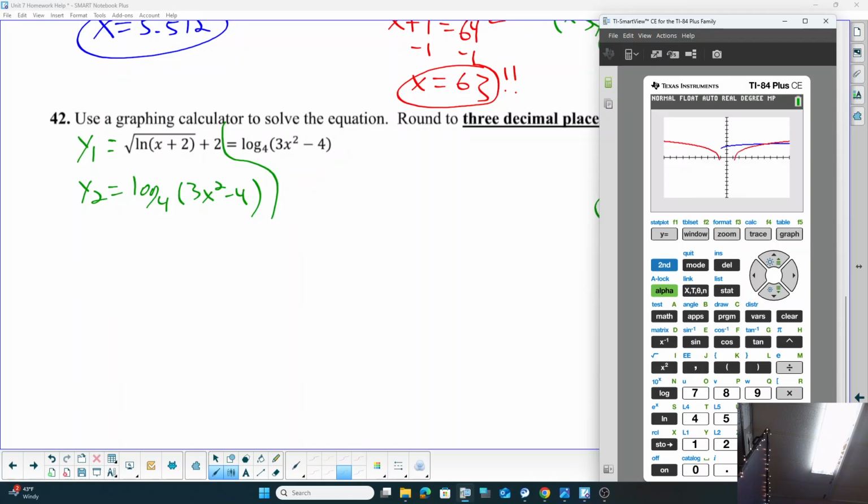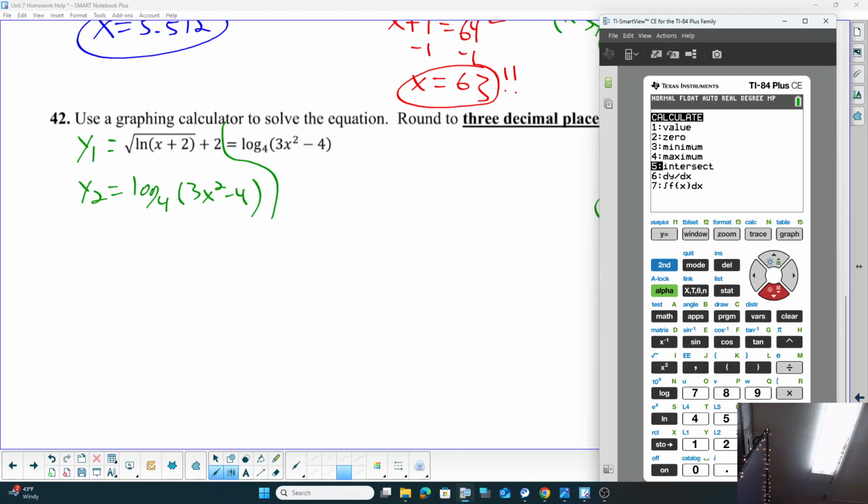Okay, so I just see one intersection. Push trace, go all the way over here. And then where's intersection? So intersection is second calc. So second trace, second calc, intersection. And so that's going to be option 5.